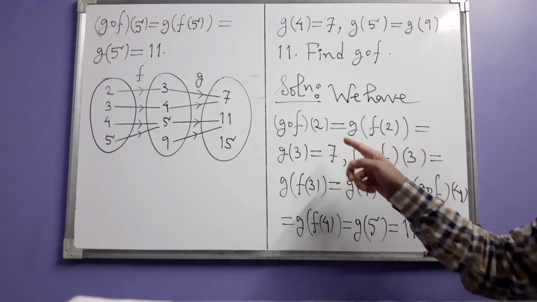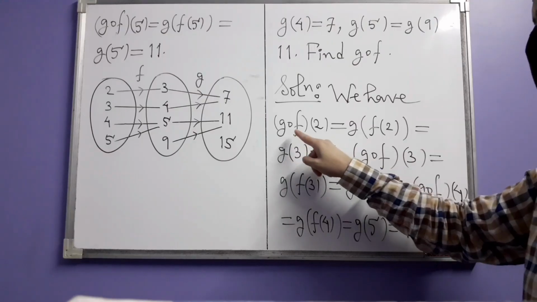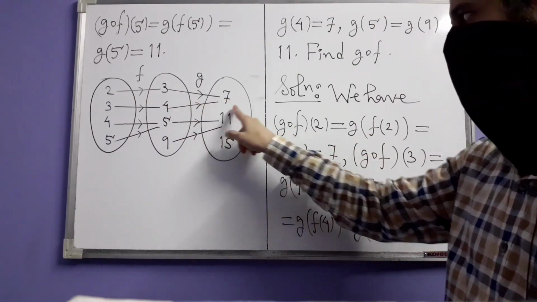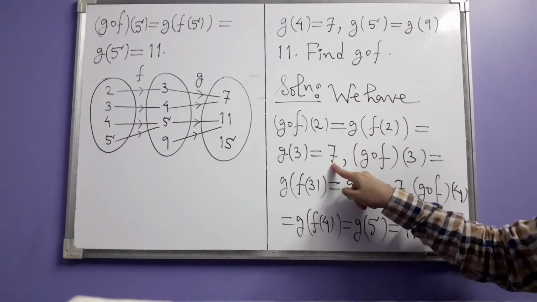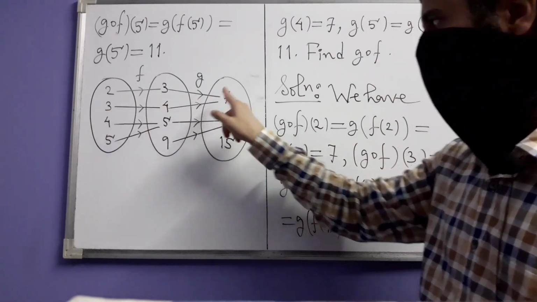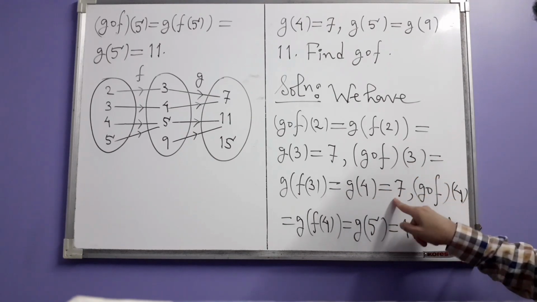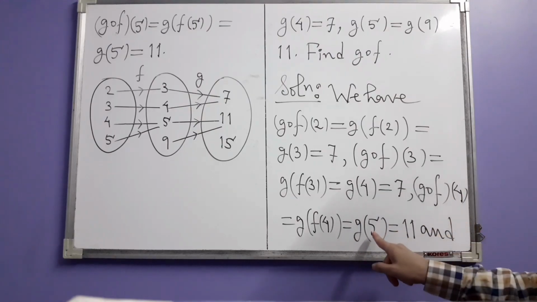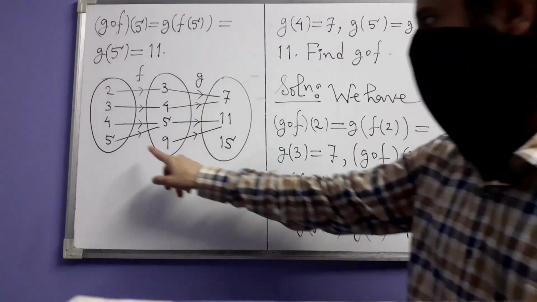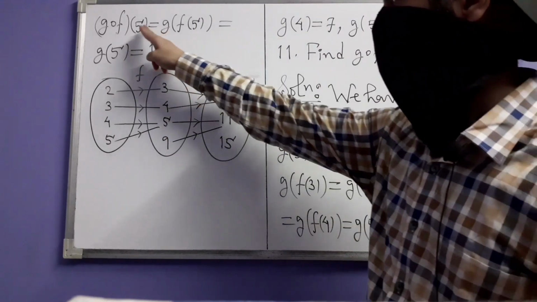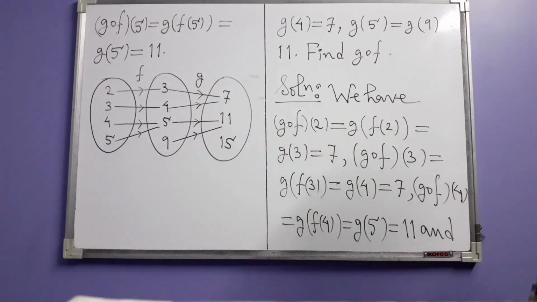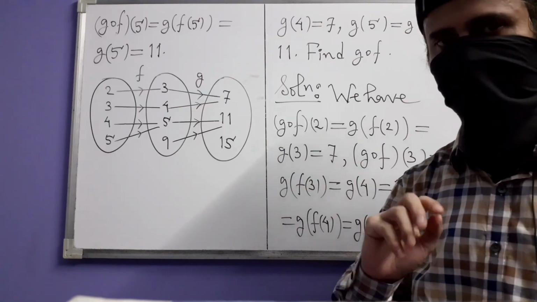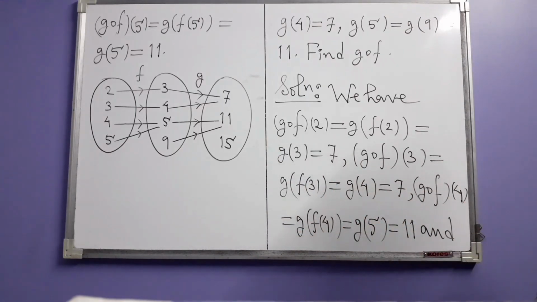So from here you can clearly see that in calculating g circle f of 2, first we go from 2 to 3 and then from 3 to 7. Then from 3 to 4, 4 to 7. Then from 4 to 5, 5 to 11. And finally from 5 to 5, 5 to 11. This 9 getting mapped onto 11 by g plays no role, but that's not a problem.